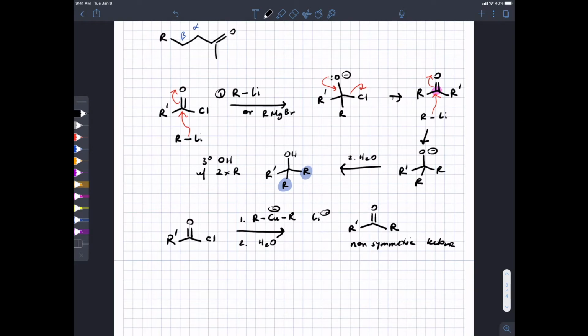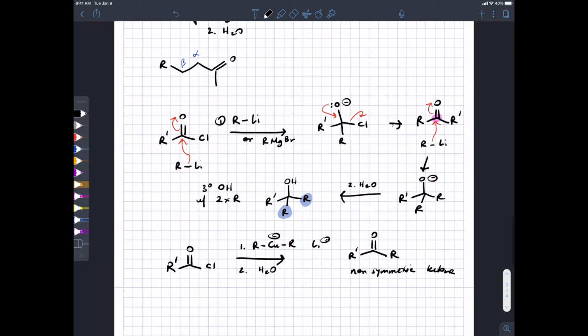Yeah? Do both of the R groups on the copper have to be the same? Yes, I think, if you don't want mixtures of products. Yeah. Good. What else? Go ahead.